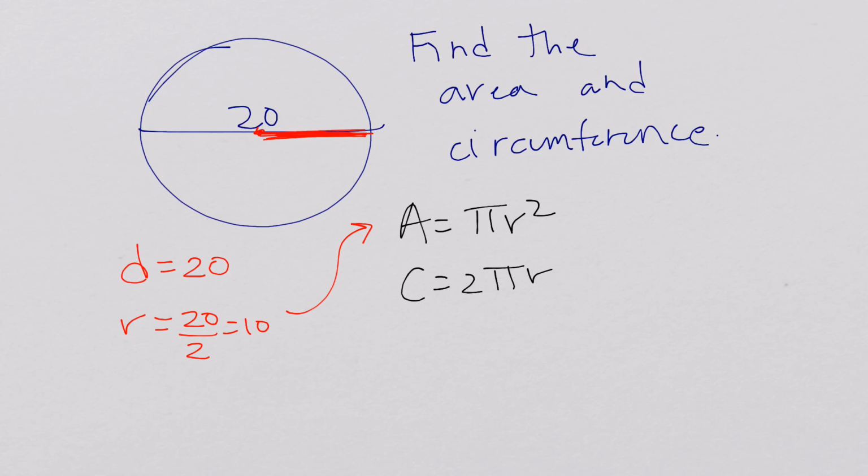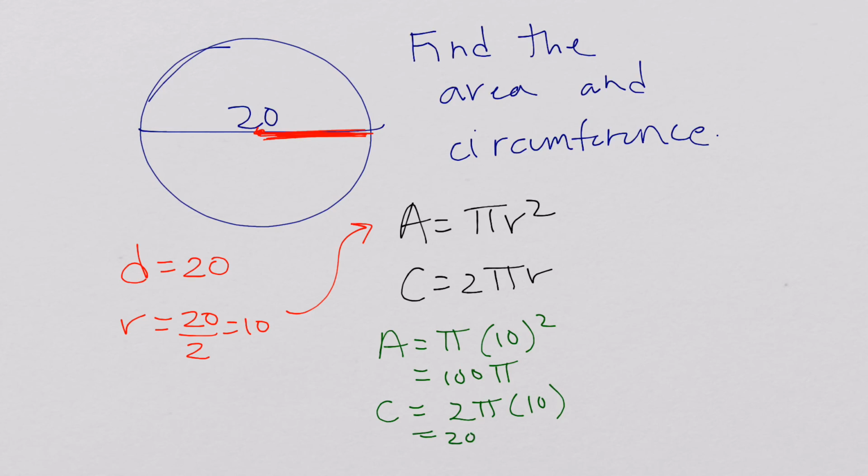So the area in this case would be area equals pi times 10 squared, which would be 100 pi. And our circumference would be 2 pi times 10, or 20 pi. And you would be done. 100 pi, 20 pi.